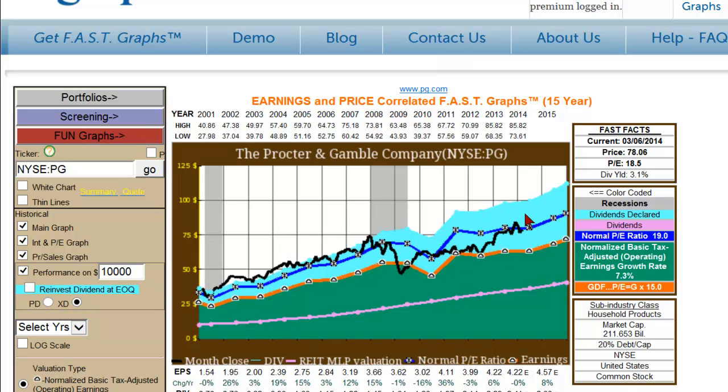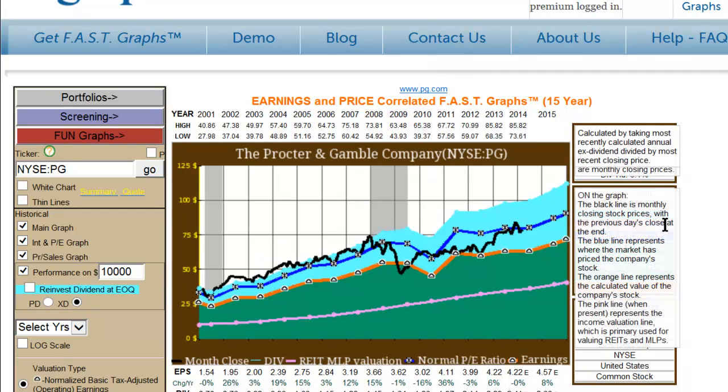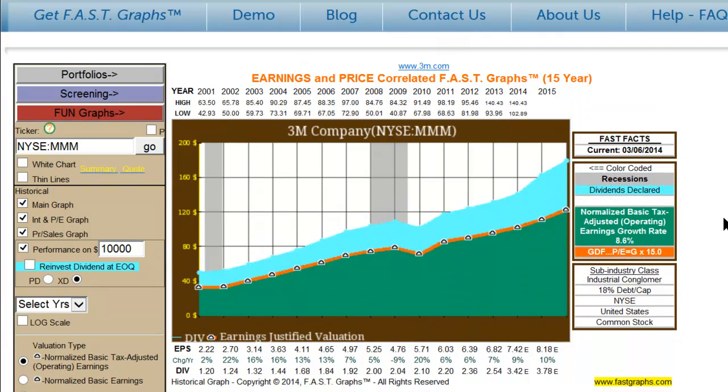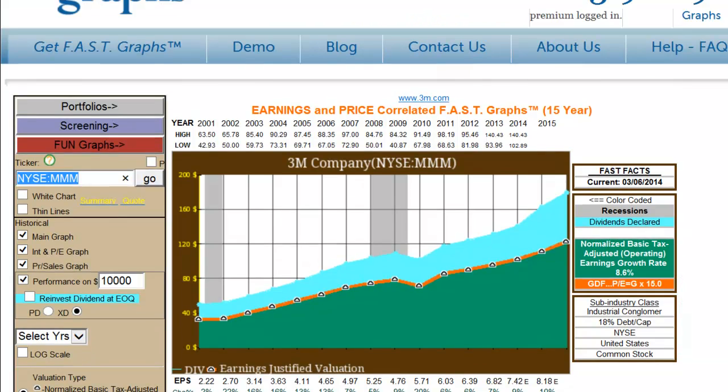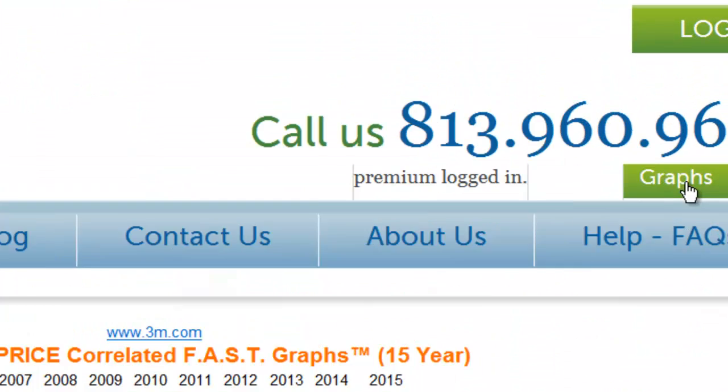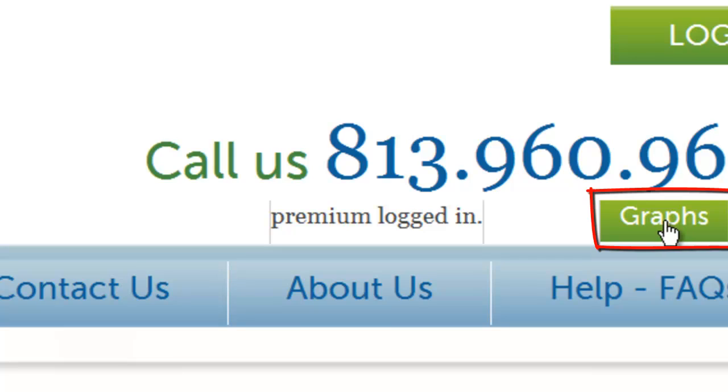When all boxes are checked, a complete historical F.A.S.T graph is created. As an aside, if the subscriber has taken the complete F.A.S.T graphs apart, as I've done here with 3M, and gets confused on how to put it back together, they can simply click the word graphs located just under our phone number, and it resets the F.A.S.T graph to its complete form.